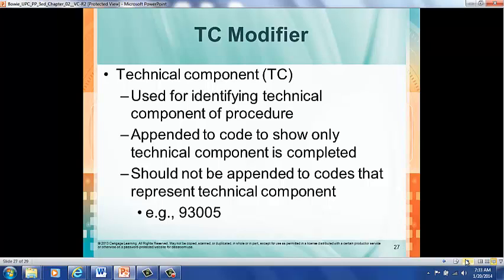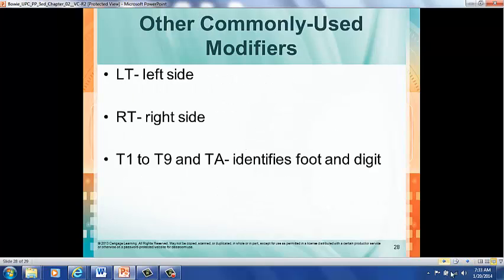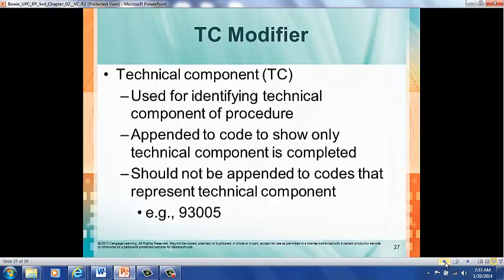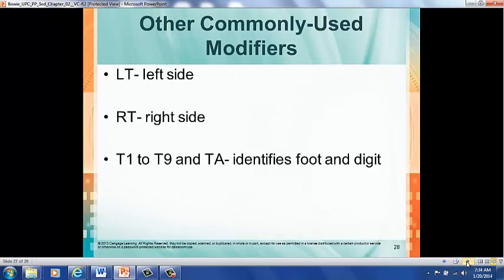Here we have the TC modifier, or technical component. This one is used for identifying the technical component of a procedure. It's appended to the code to show only the technical component has been completed. And it should not be appended to codes that represent the technical component. Other commonly used modifiers are LT for the left side, RT for the right side, T1 through T9, and TA identifies foot and digit.